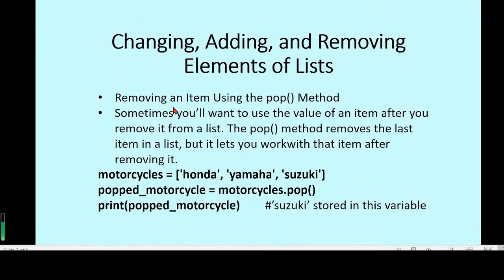You can use the pop method to remove an item. Sometimes you will want to use the value of an item after you have removed it from a list. So the pop method removes the last item in a list, but it lets you work with that item after removing it. So this is a list with 3 motorcycles. So we can use the pop method to remove the last one of this list, then put this removed item in this object, so we can print this object later.